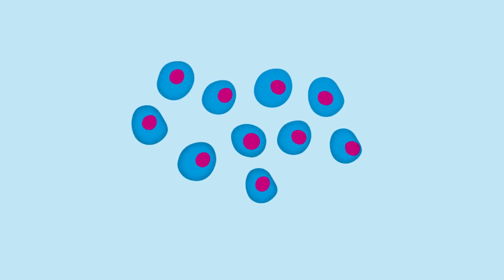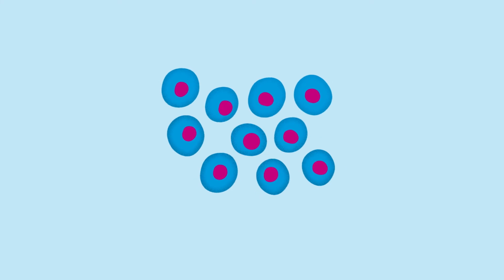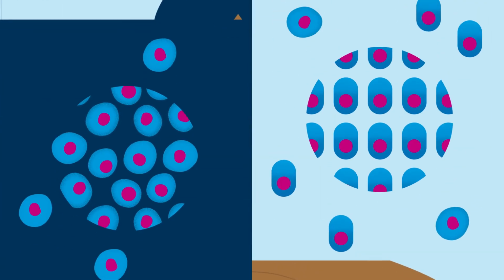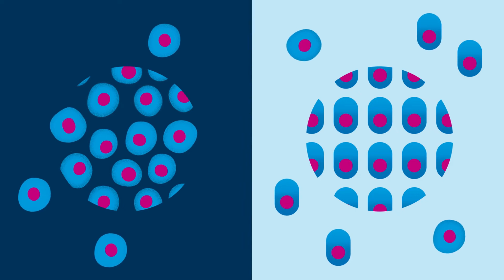In many cases, the new cells form a lump called a tumour. This primary tumour is where cancer can start. A tumour can be cancerous, malignant, or non-cancerous, benign.